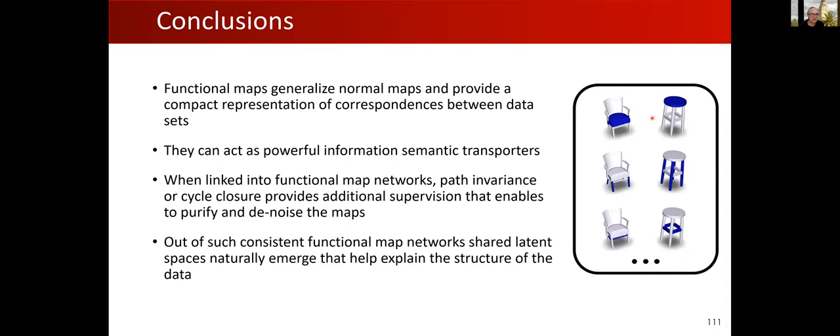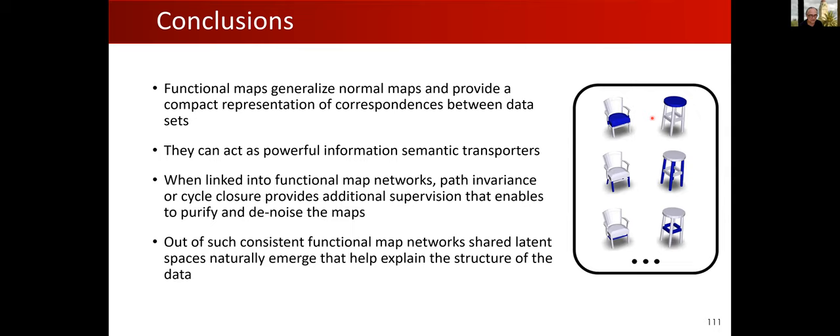Okay, it's time to end. In summary, I talked about functional maps that generalize normal maps and provide a compact representation of correspondences between datasets, whether these are images or 3D models. And I tried to demonstrate that functional maps can act as powerful information transporters. And then when we link them into functional map networks, the synchronization, the invariance that going from X to Y by different paths should yield the same result, or cycle closure, coming back to where I started, should yield the identity. This provides very strong supervision that enables us to purify and denoise the maps.